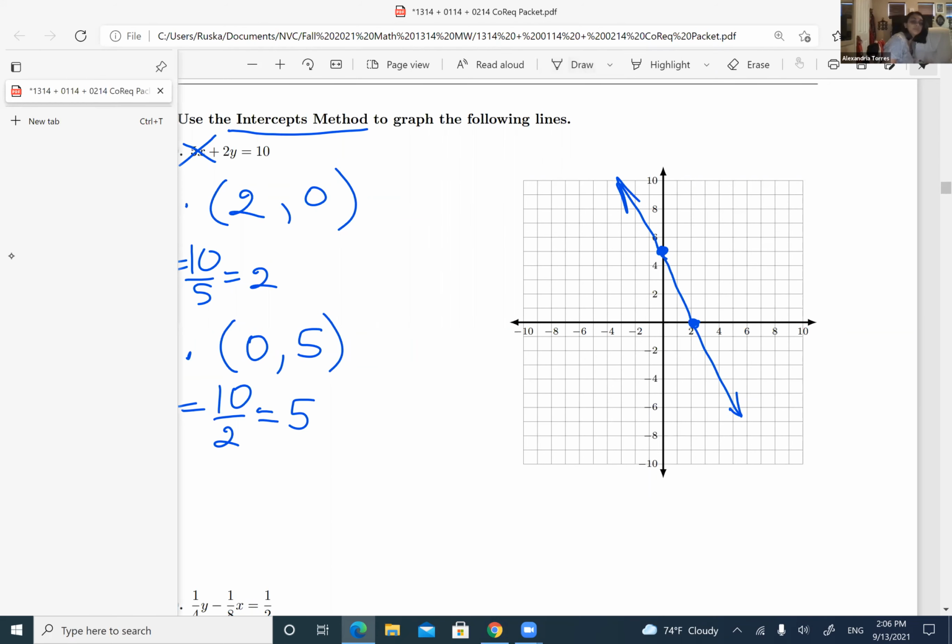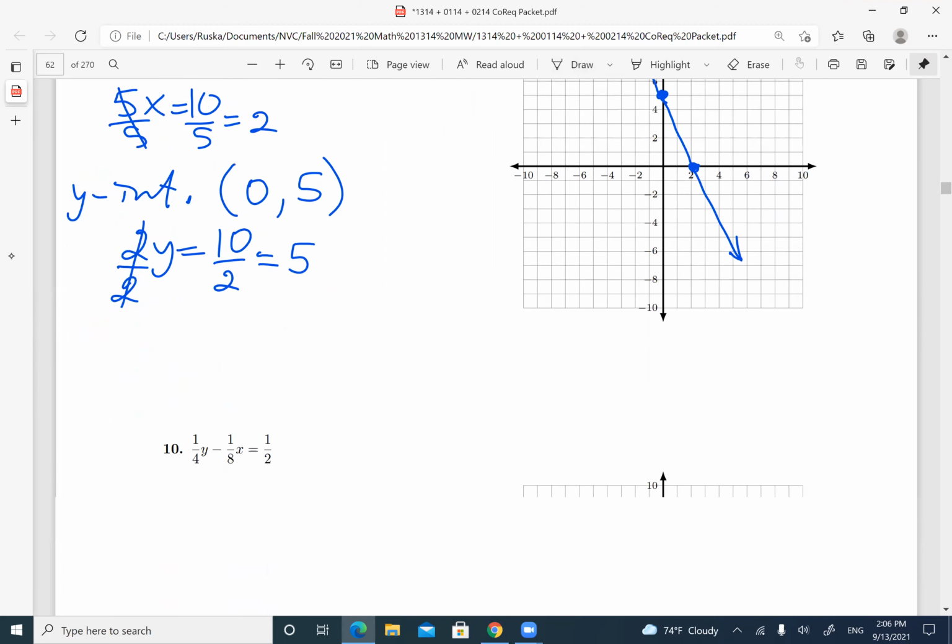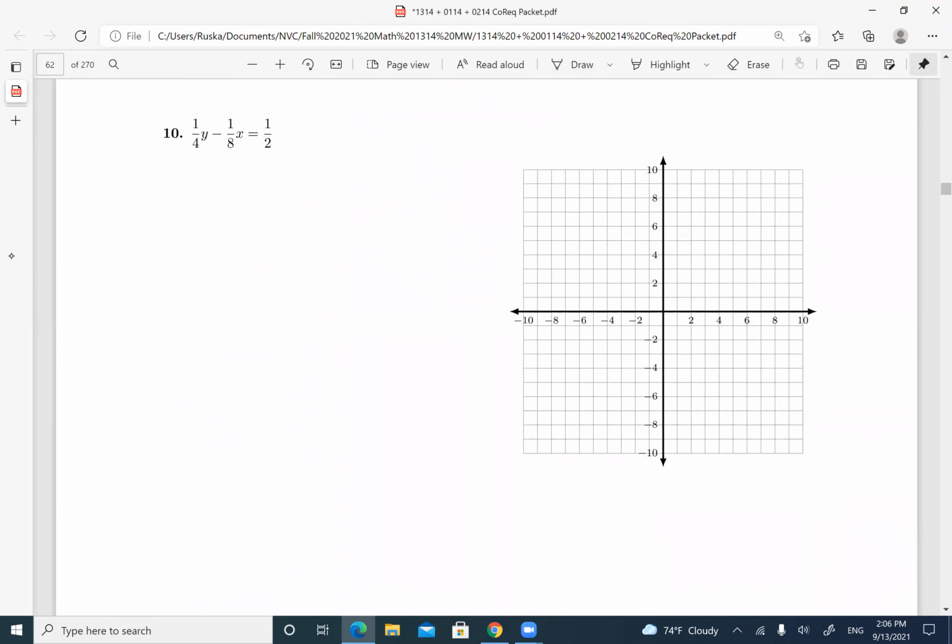Okay, so we're going to continue with number 10. So let's graph number 10. For number 10, we're going to use the same method, and we just have fractions here. One way to do this is to clear the fractions first, or you can just work with them. Whatever you want. So the denominators are 4, 8, and 2. I'm going to multiply both sides by 8, that way I cancel all the denominators.